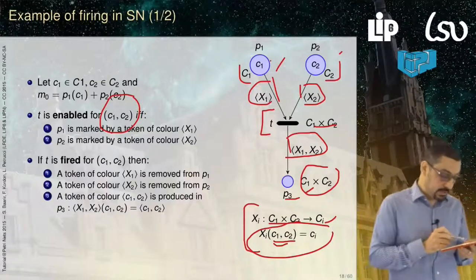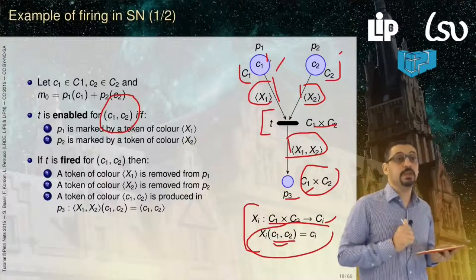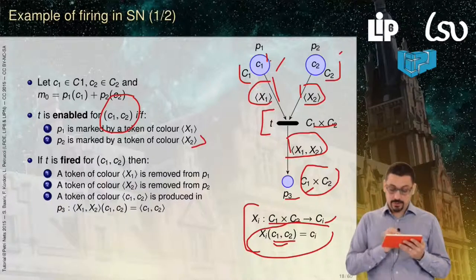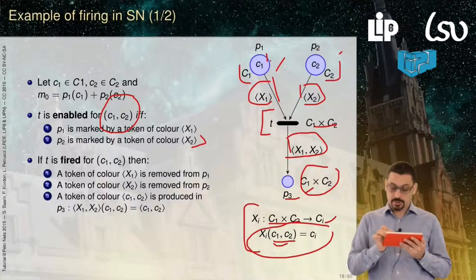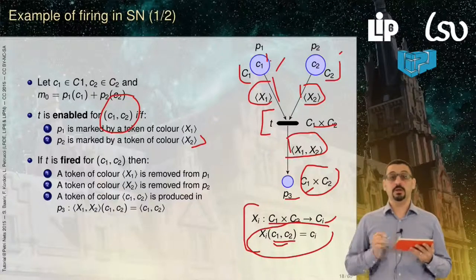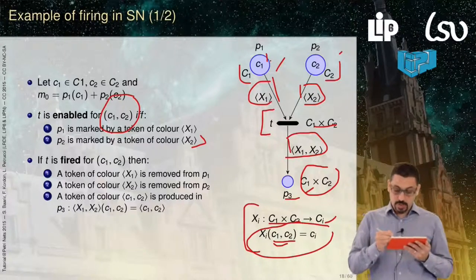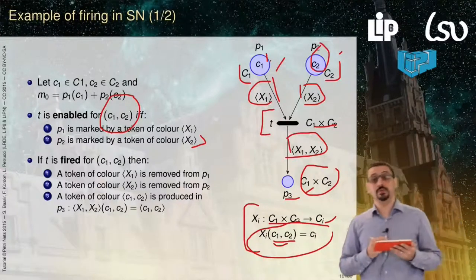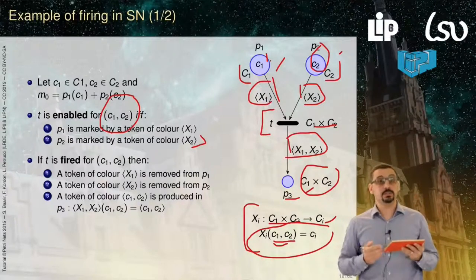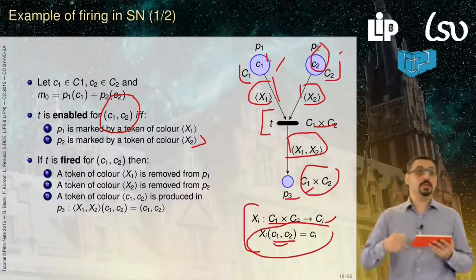And we need one color. This is the case because in the place P1 we already have one color C1. For the second function, defined on the arc between P2 and T, the second inequality also holds because we already have one token C2 in the place P2. So the color C1, C2 is enabled in this transition and can be fired, can be executed.